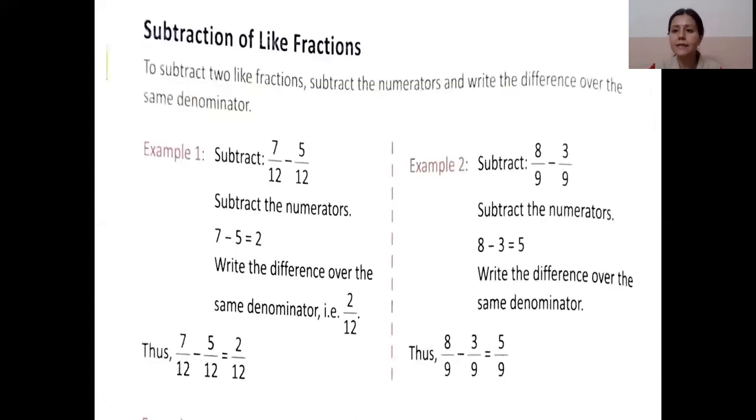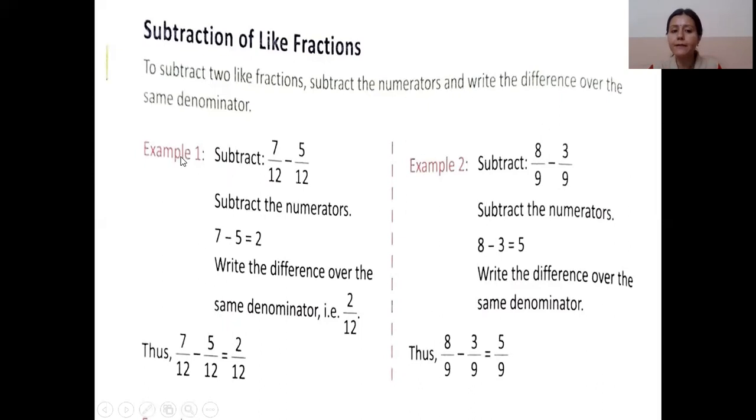Moving on to the next, children, subtraction of like fractions. As we did addition of like fractions, similarly, subtraction of like fractions. To subtract two like fractions, subtract the numerators. Write the difference over the same denominator. The denominator will remain the same, children. We'll subtract only the numerators.